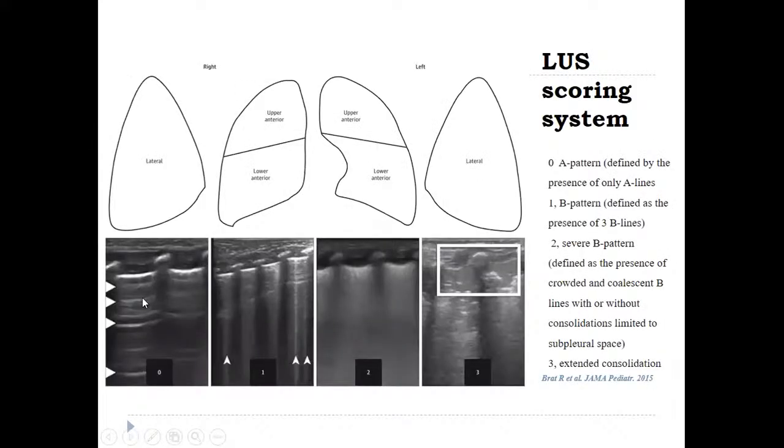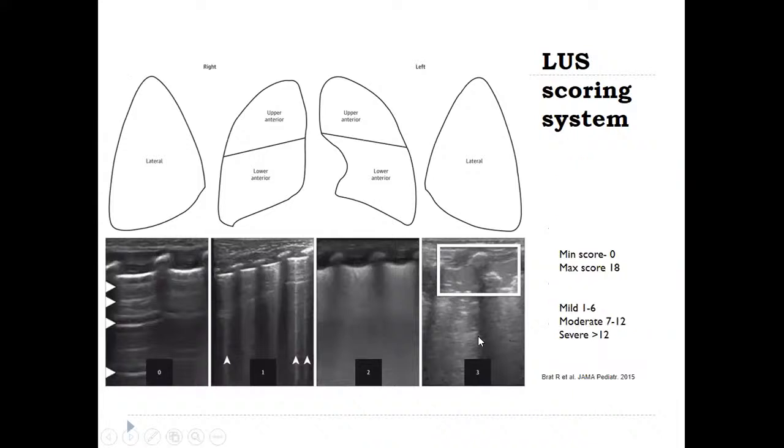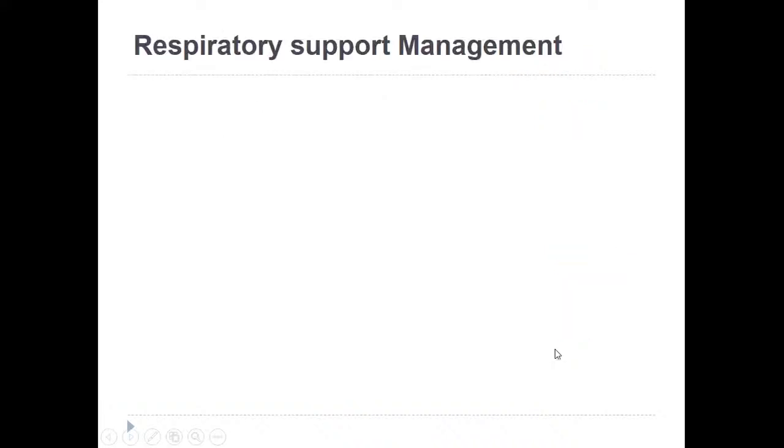So we have a lung scoring system. Score 0 is normal, where they have a normal pleura with reverberating A lines. Score 1 is where you have 3 or more B lines. Score 2 is where you have the presence of crowded and coalescent B lines with or without subpleural consolidations. Score 3 is consolidations extending into the lung parenchyma. So we have a score from 0 to 18. Mild is 1 to 6, moderate 7 to 12, and severe is more than 12.